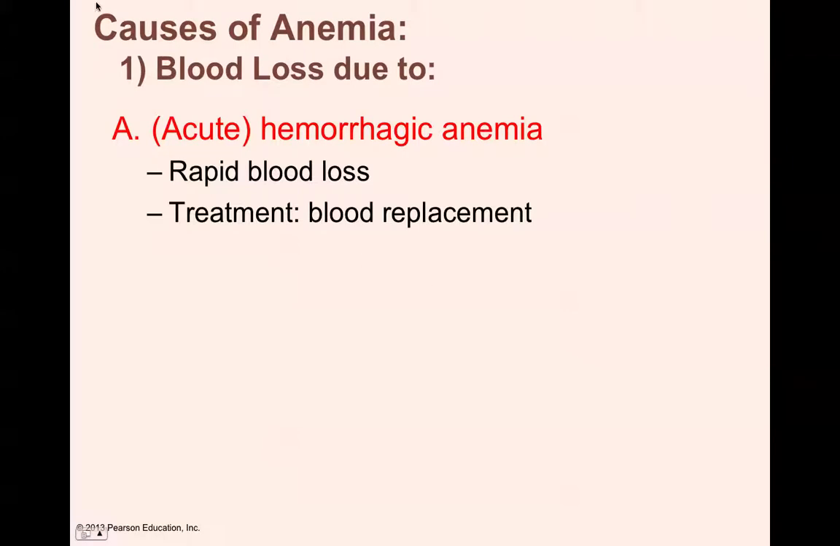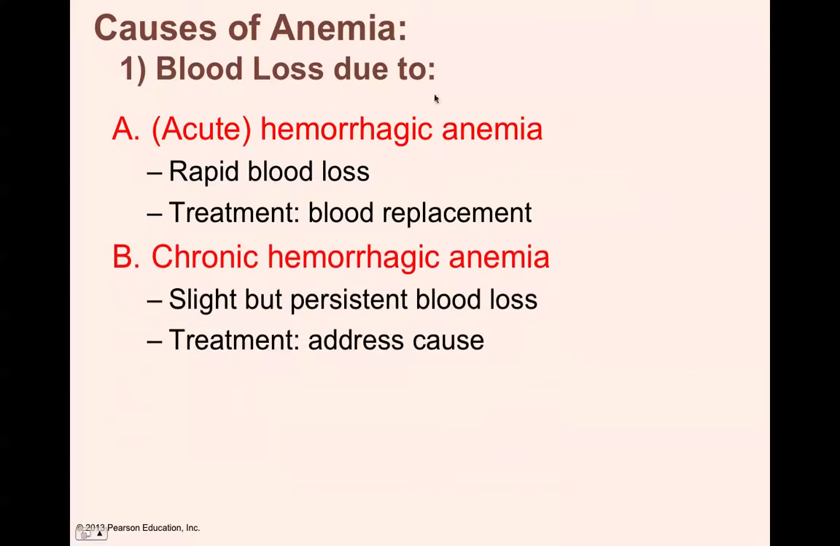So with blood loss, blood loss can be due to either an acute hemorrhagic anemia, rapid blood loss. So somebody's losing a lot of blood, you need to replace that blood. Not only the blood for the volume, but also so that that blood will have enough red blood cells in it to be able to deliver oxygen to the tissues.